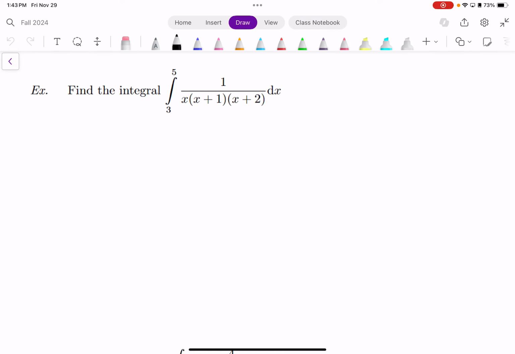Let's find the integral of this expression here. The partial fraction decomp works the exact same way. For every single one of those terms in the denominator, let's rewrite. We'll have 1 over x times (x plus 1) times (x plus 2). We'll assume that is equal to some number a over x plus some number b over (x plus 1) plus some number c over (x plus 2).